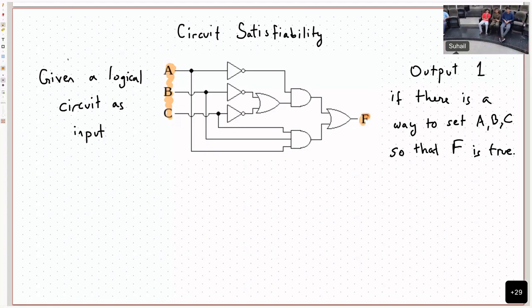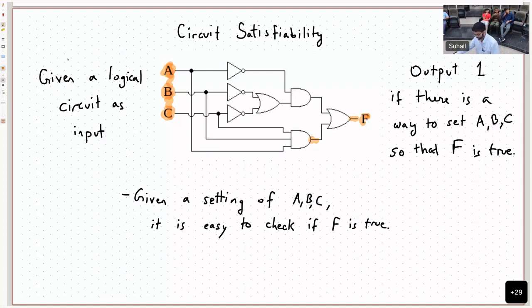And the task for us is to find out, is there a way of setting my inputs so that the final output is true? In this case, this is a very small circuit, so it's not hard to answer this. Here, if I set A, B, and C, all of them, to true, then this AND gate is also going to output true, and then this OR gate is also going to output true. So this is a simple case, but when the circuit is a bit complicated, this becomes a very hard problem. It's NP complete. We don't know how to solve it in general in polynomial time. We don't even think there's a polynomial time algorithm for this.